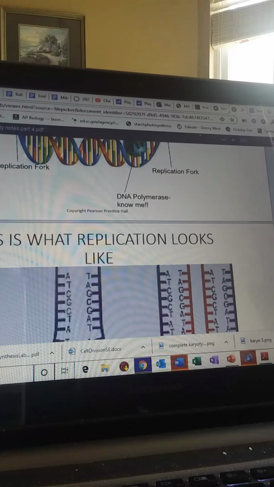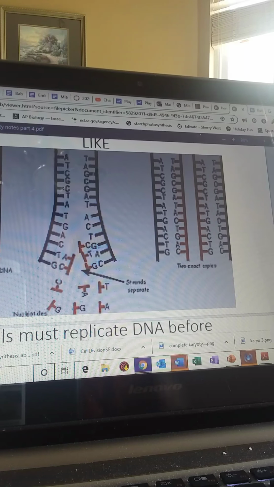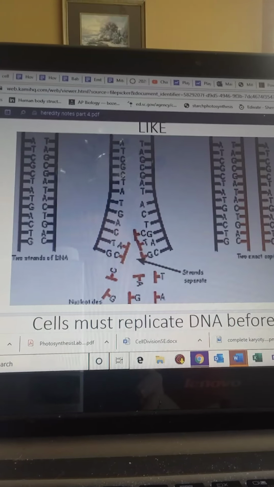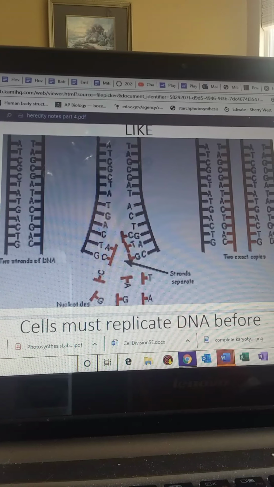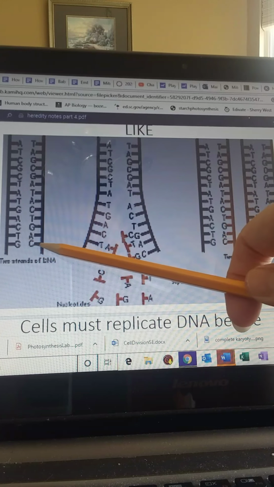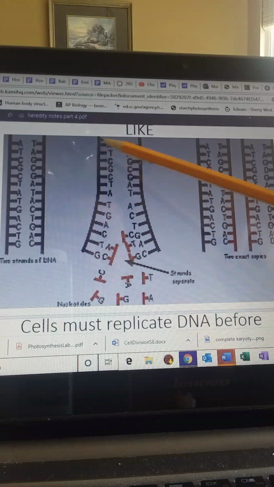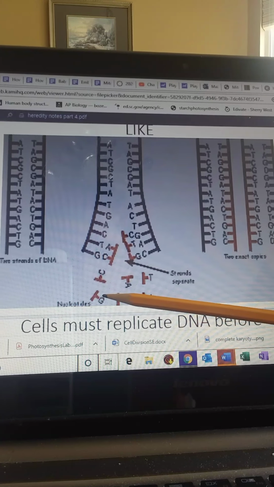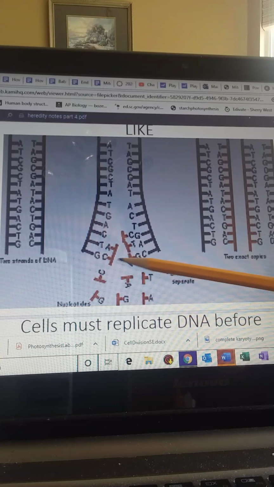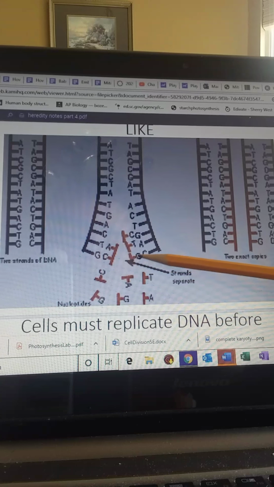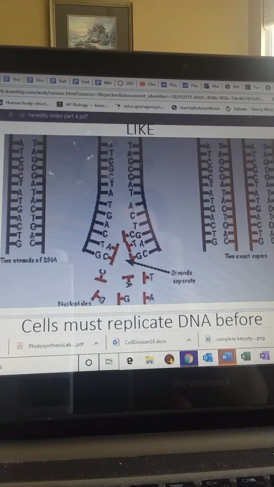So when it's finished, this is kind of what it looks like. This is the initial DNA strand. See G going with C and T going with A. It unzipped. So then you have these red ones that are new. A new C came in and matched with that G. Then you also had a new G come in and match with that C.